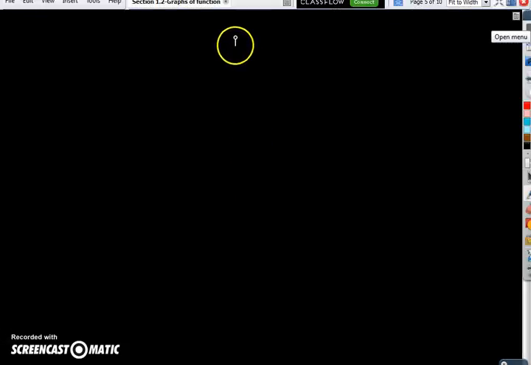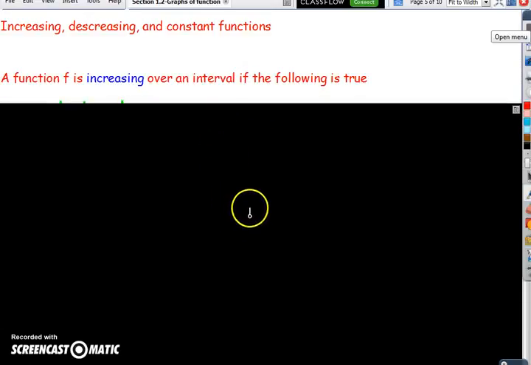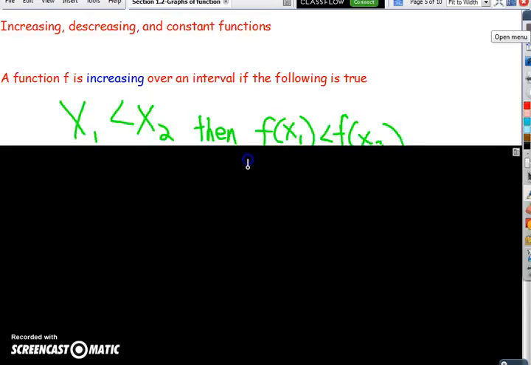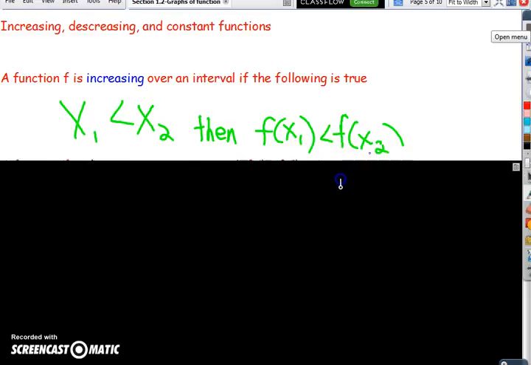Speaking of functions, though, we're going to talk about increasing and decreasing here in a second. Increasing and decreasing and constant functions. So the first thing is a function f is increasing over the interval if the following happens. If x sub 2 is greater than x sub 1, then f of x sub 1 is less than f of x sub 2. What does that mean?